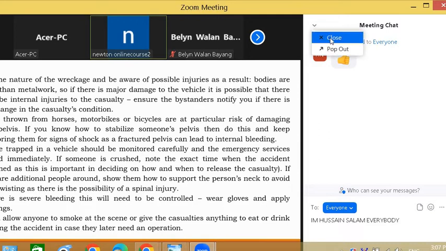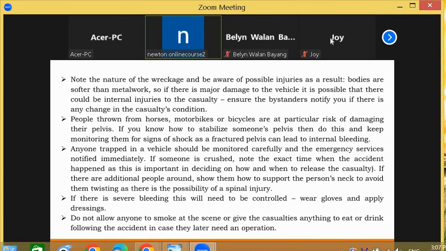So maybe they will be falling on their backside, so that their hip bone may be affected. Okay, so some person who really knows how to, for example, some really experienced doctors or something, they know how to do it.